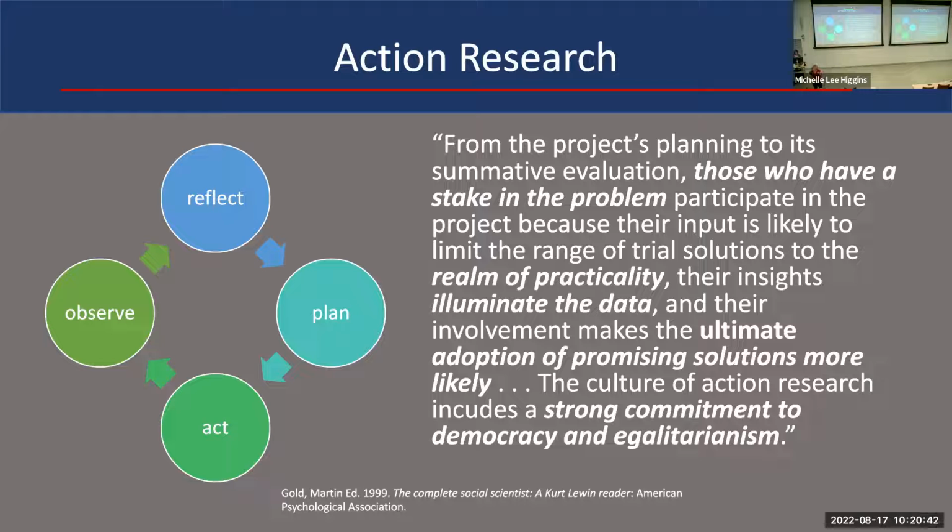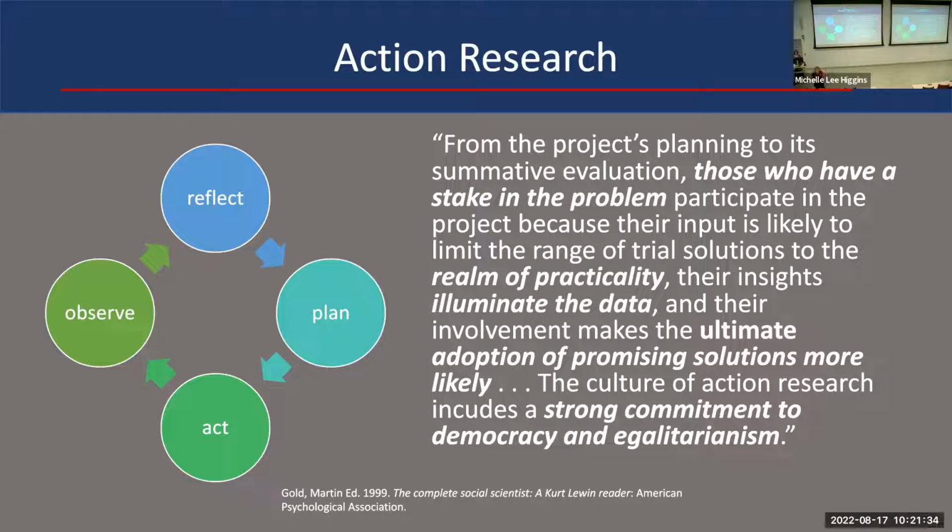And so this idea that we want to have those who have a stake in the problem involved, right from the beginning. Their input is likely to limit the range of trial solutions to the realm of practicality. Lewin was particularly important with this concern with this cycle. Reflection and action. Action research, we have to have action. We're proposing solutions, we're testing solutions. And he wanted the people who were most affected involved because they were the ones who could understand, oh, that's likely to work, or that's really not going to resonate in this community. So he wanted to sort of narrow the range and say, if the people who are most affected by this are saying that's not a reasonable solution, or that's not the one that's going to take off, he could sort of eliminate that.